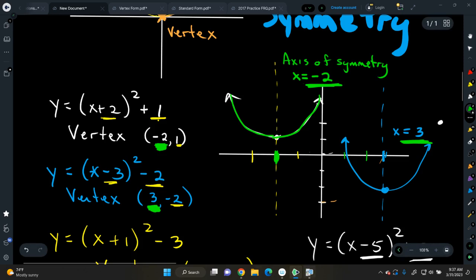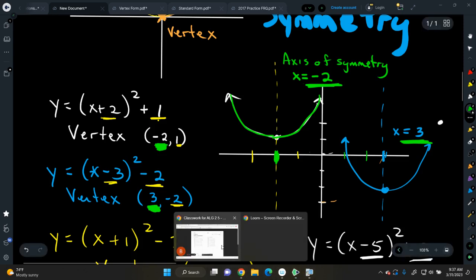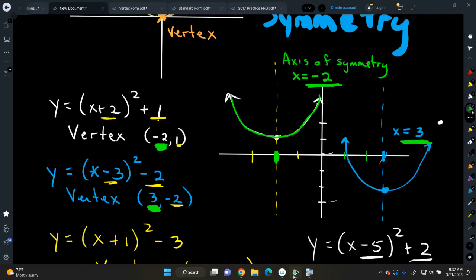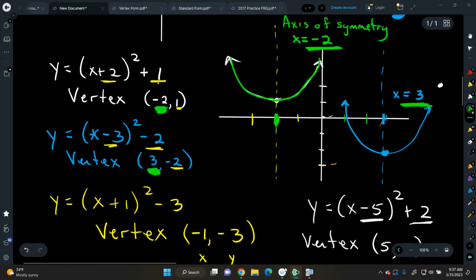So, okay, I want you to do those 4 problems that are in your Google Classroom right now. I'm going to give you about 5 minutes. Why would we get 5 minutes? Because we got more to do.